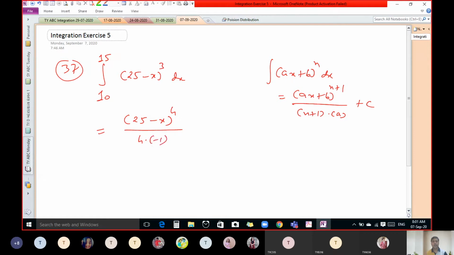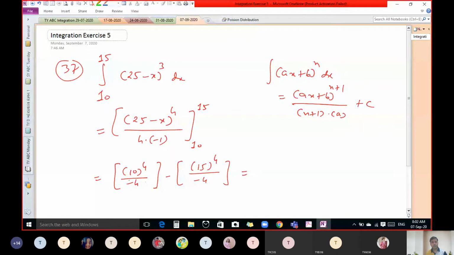So this is the answer for this question, and because it's a definite integration, we have to write the lower limit and upper limit. First of all put x equal to 15. So 25 minus 15, that is 10. So it is 10 raised to 4 upon minus 4. This is the answer for the first bracket. Then minus sign. Now put x equal to 10. So it is 25 minus 10, that is 15 raised to 4 upon minus 4.